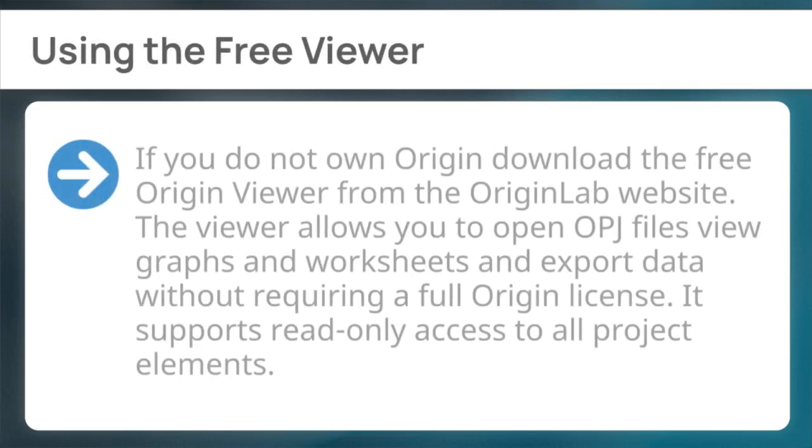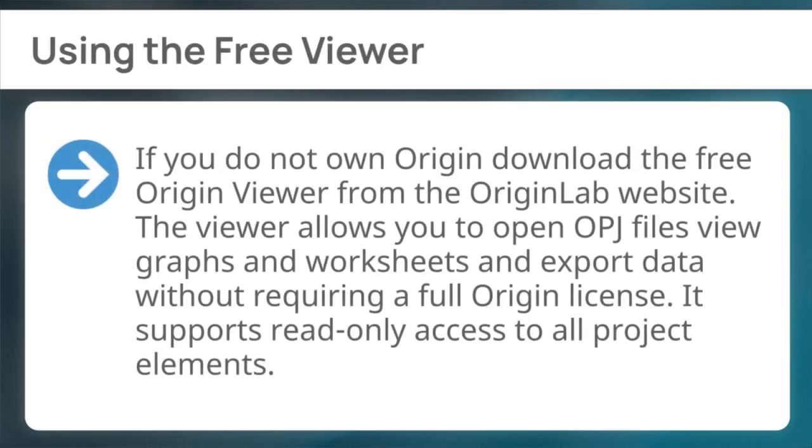Next, using the free viewer. If you do not own Origin, download the free Origin viewer from the OriginLab website. The viewer allows you to open OPJ files, view graphs and worksheets, and export data without requiring a full Origin license. It supports read-only access to all project elements.